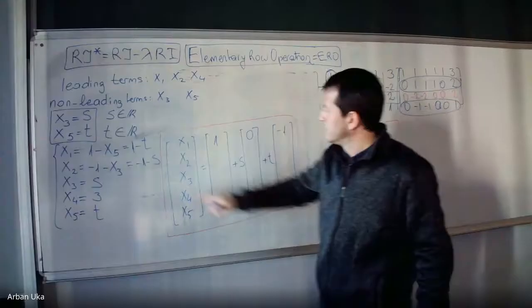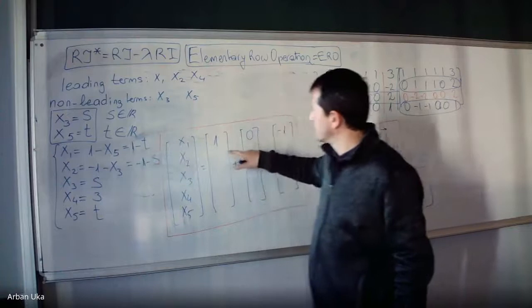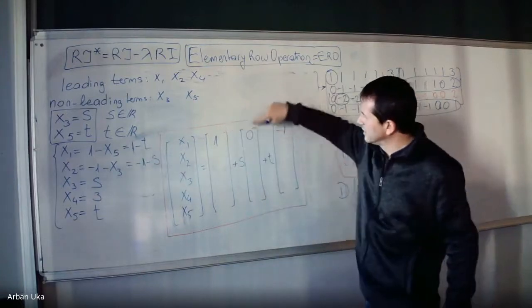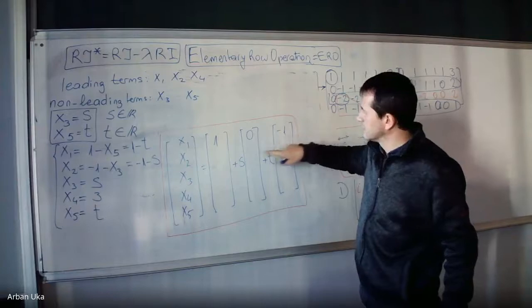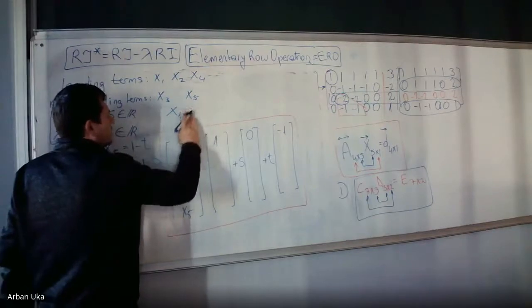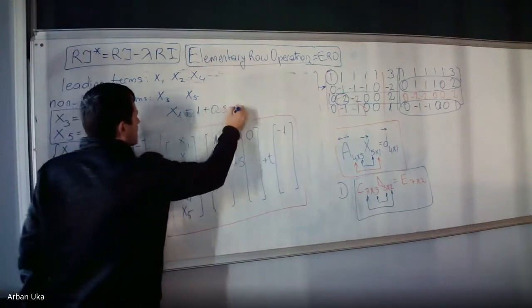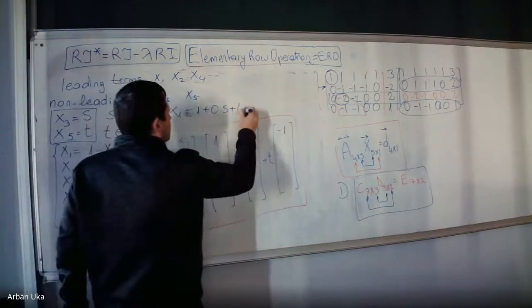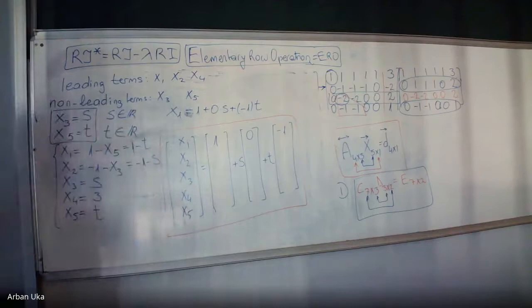Professor, where did we get these values from again, please? From here. x1 is 1 minus t. x1 is 1 plus s0 minus t. So how do we read the top one? Okay. The top one, we read it like this: x1 is equal to 1 plus 0 times s plus minus 1 times t. Okay, so that's the same expression.